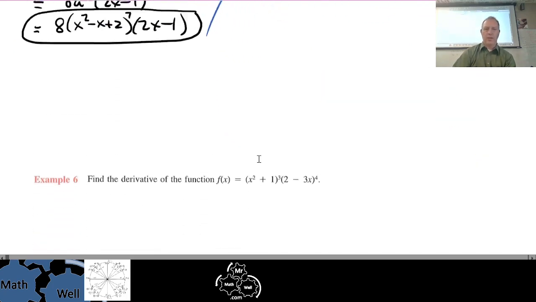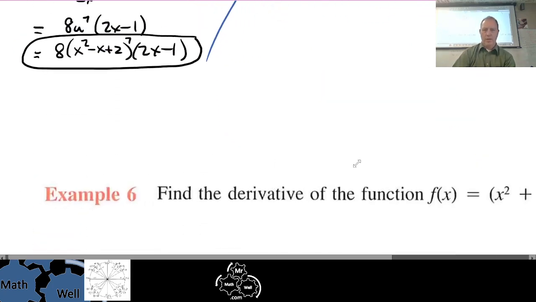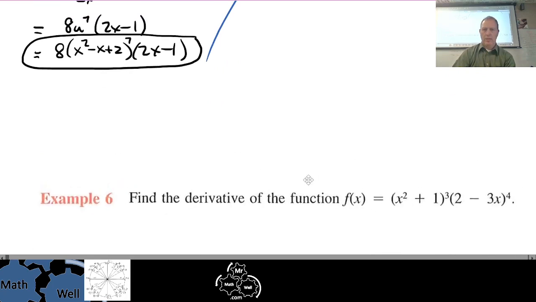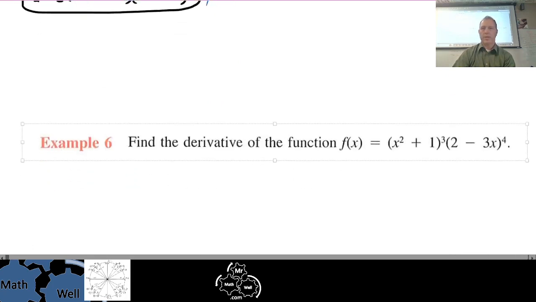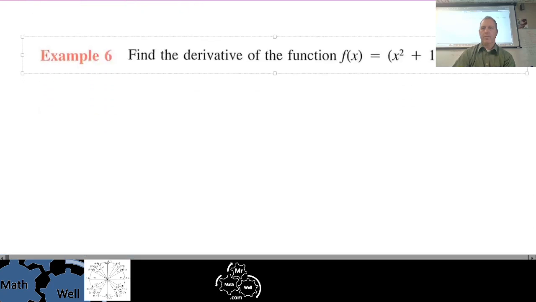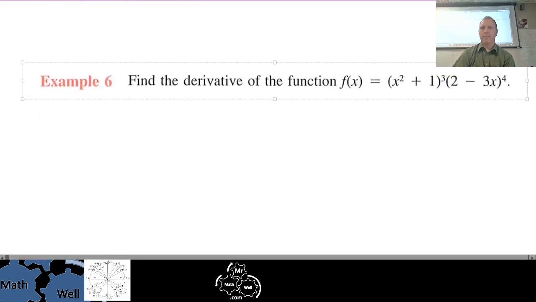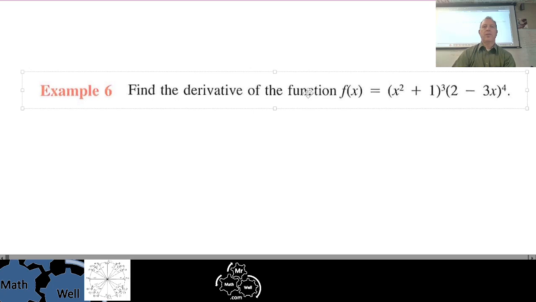All right, let's do this one. This is super small font here. Whoa. Okay, it gets out of control pretty quick, doesn't it? All right, so find the derivative of the function f of x equals x squared plus 1, cubed, times 2 minus 3x to the power of 4. And we're going to say do not simplify, okay?